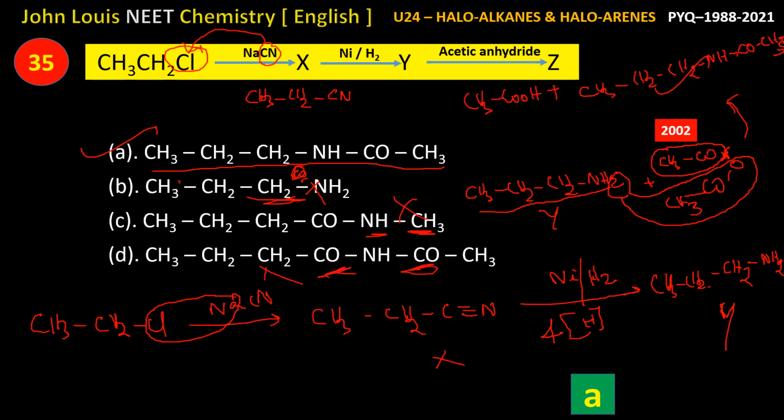Okay, hope you have learned the properties of halogen compounds, how they are treated with sodium cyanide, when cyanide compounds are reduced, what happens, and then when amino compounds are treated with acetic anhydride, what happens. So they have combined 2-3 chapters. We have not yet learned, or you might not have learned about amino compounds and their properties.